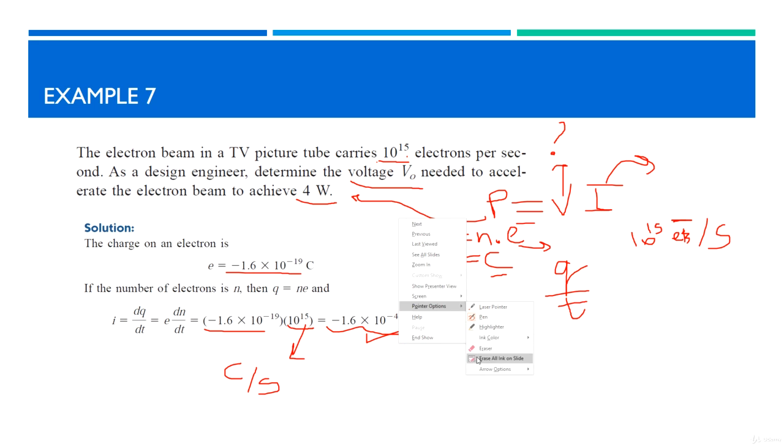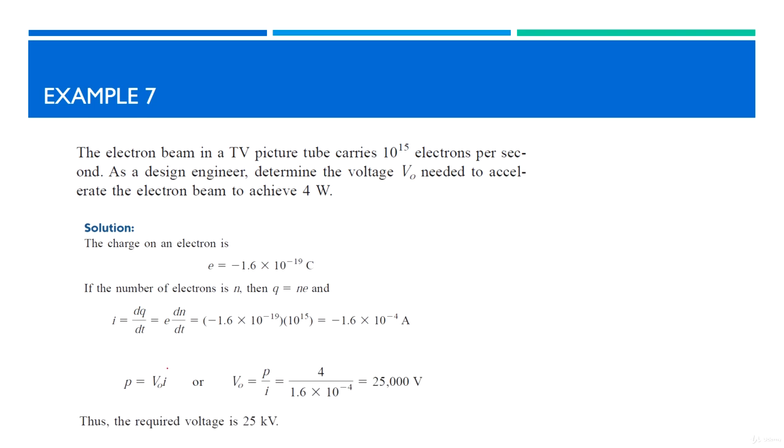So let's delete all of this. You will find that the power equals the voltage multiplied by the current, so the voltage equals P over I. The power is 4 watt, and the current is negative 1.6 multiplied by 10 power negative 4. So we need 25 kilovolt for this cathode ray tube. In all TVs, you'll find that the voltage is high, equal to 25 kilovolt as an example. So this was the first example on the cathode ray tube.